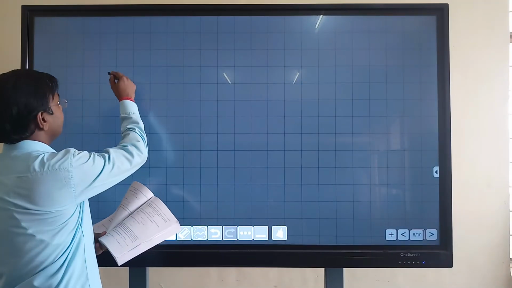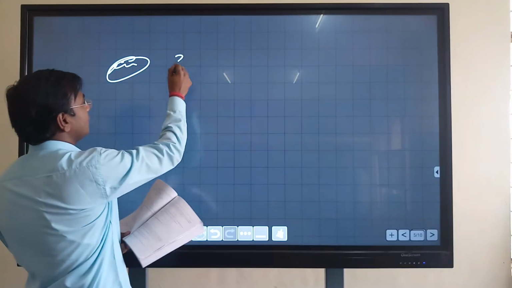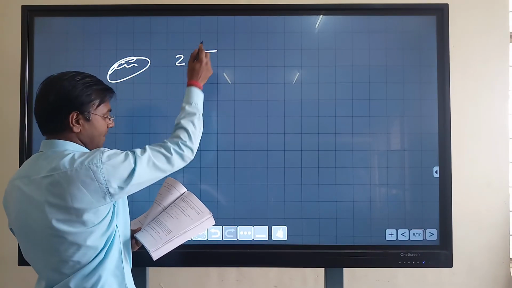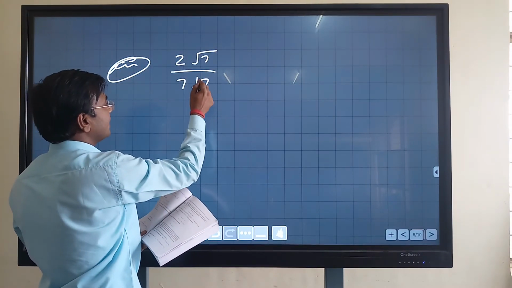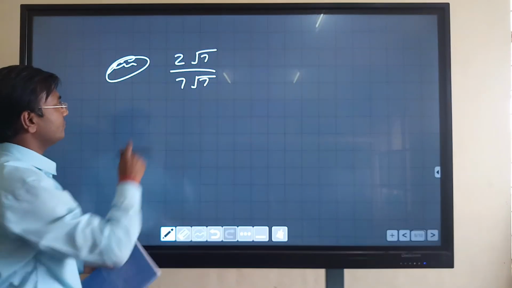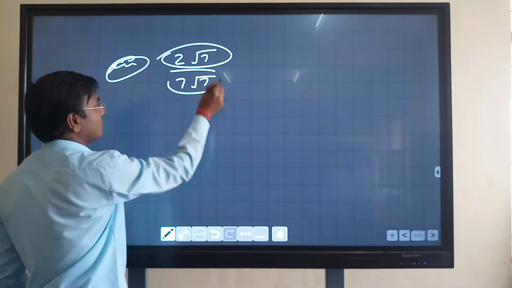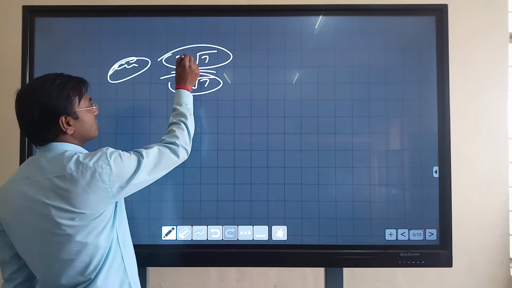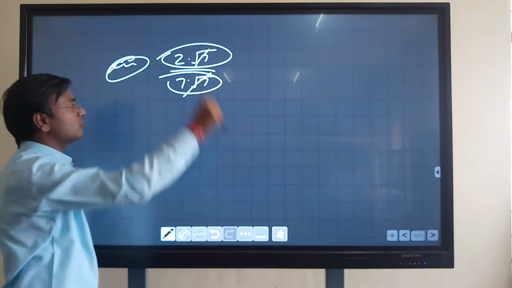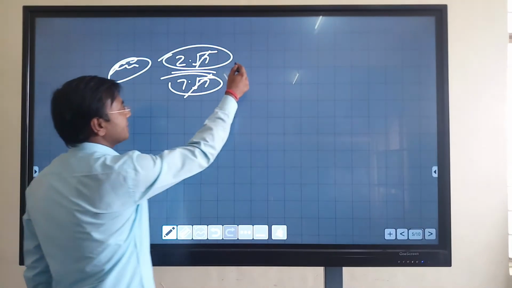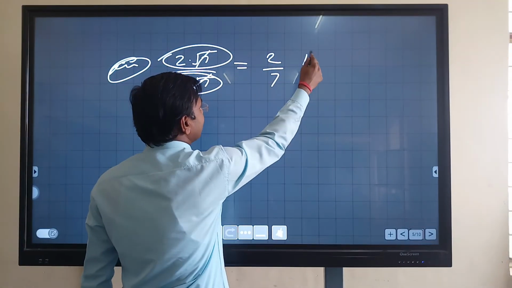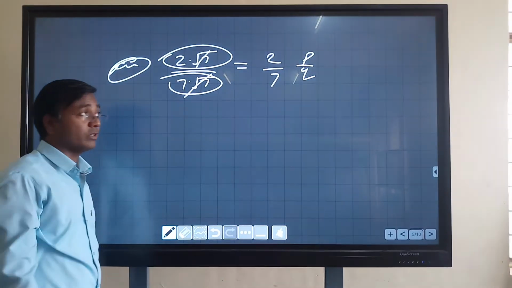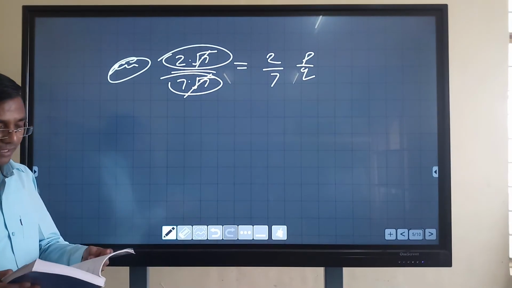One more part. Third part I am taking, 2 under root 7 upon 7 under root 7. So this is an irrational number, and this is an irrational number, and the division is varying. So this time again we see under root 7 can be cancelled out. So we will get 2 by 7, p by q form. So this is a rational number.